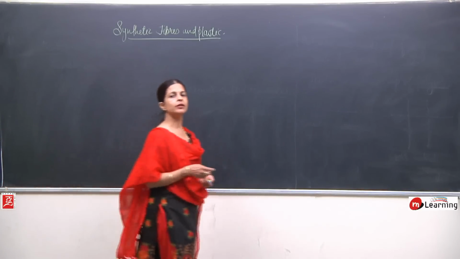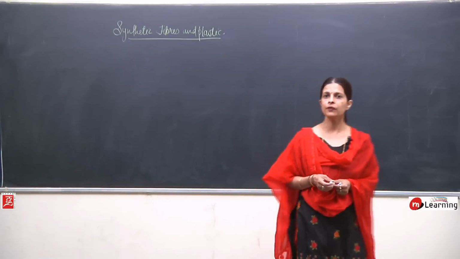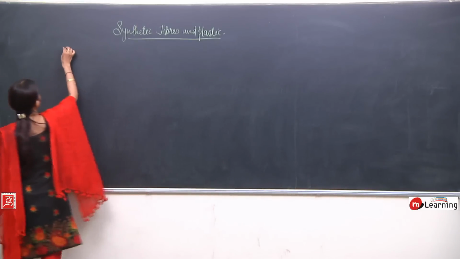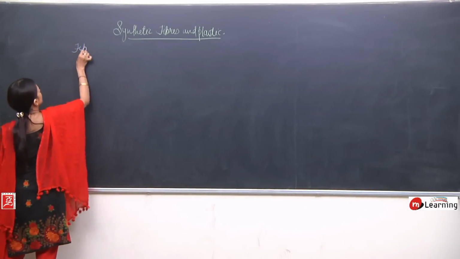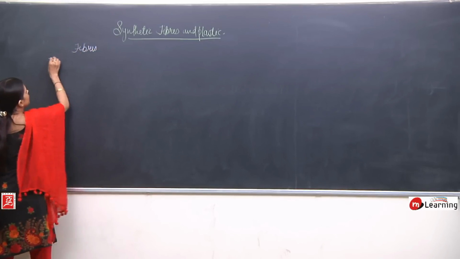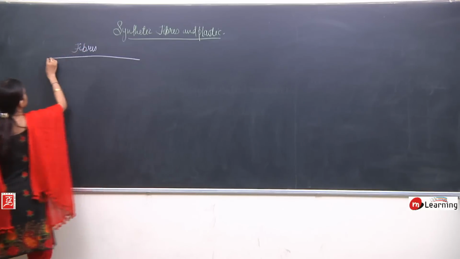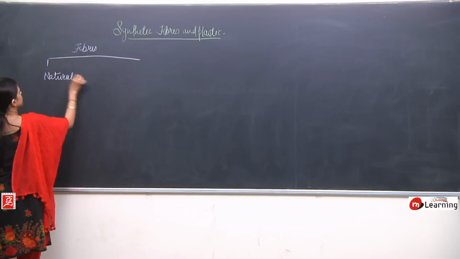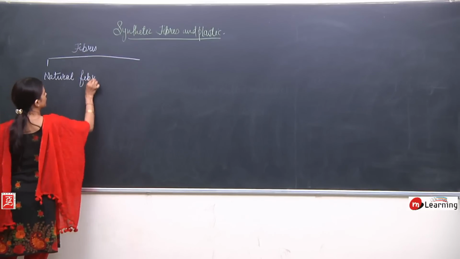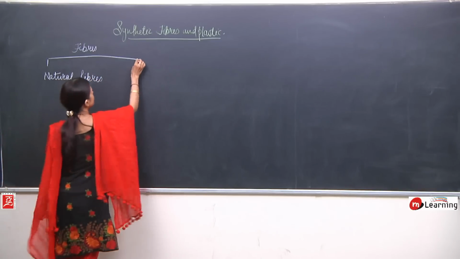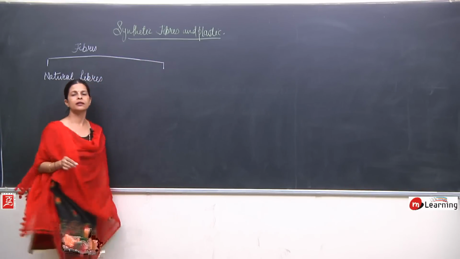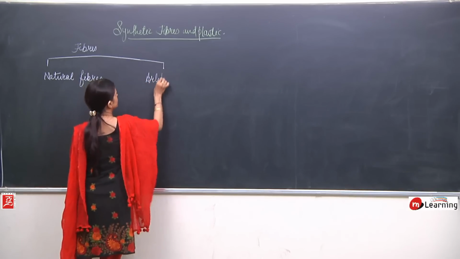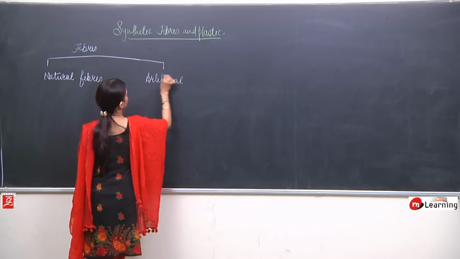We were talking about fibers. Now, we will talk about how fibers can be divided into two categories. Fibers can be natural fiber, and they can be artificial fiber.